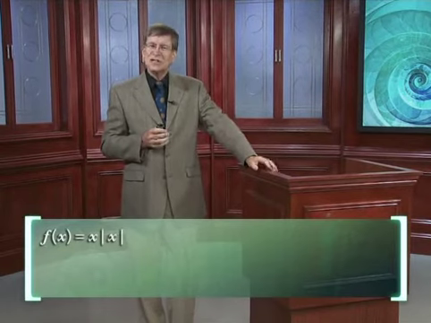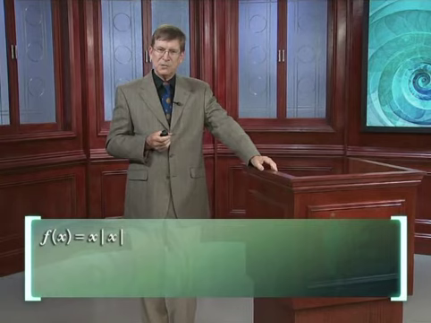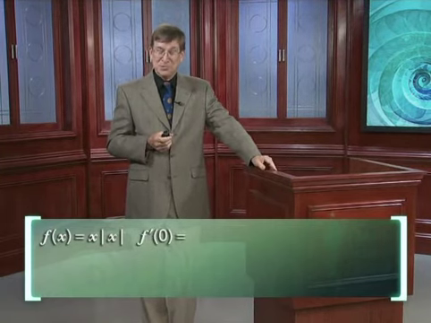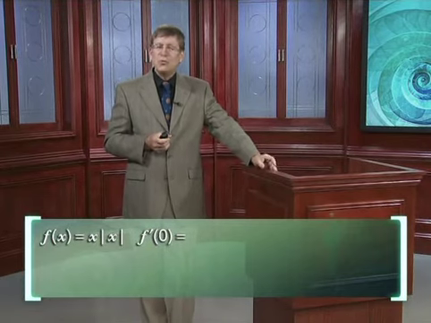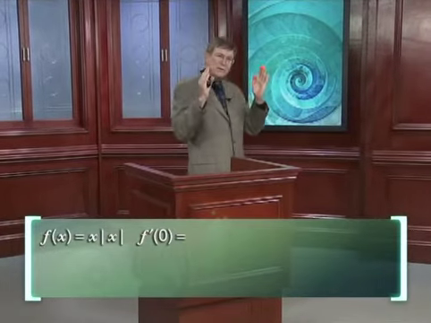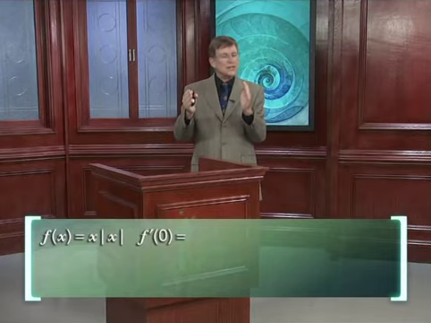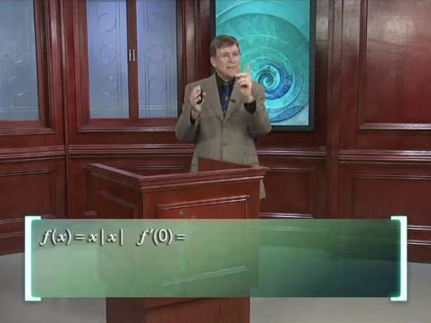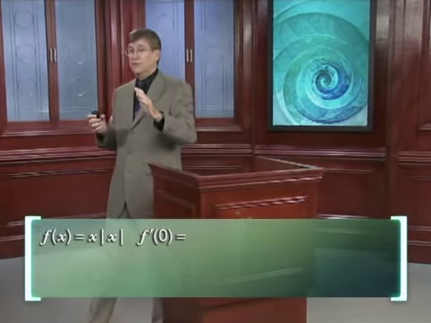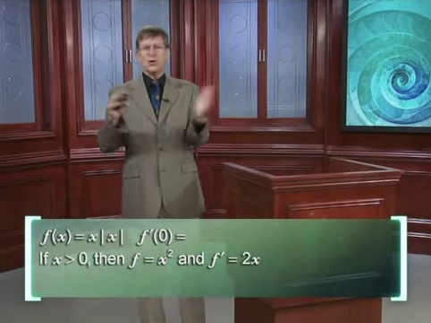The function is x times the absolute value of x. X times the absolute value of x. And I'm going to ask the following question. What's the derivative at 0? Now, we don't know. Our rules don't work here. The main reason being, we've got that absolute value. And remember that at 0, the absolute value function doesn't have a derivative. But maybe x times absolute value function does have a derivative. We'll find out in a moment. Of course, if x is positive, there's no problem.